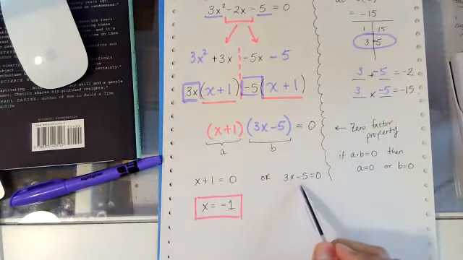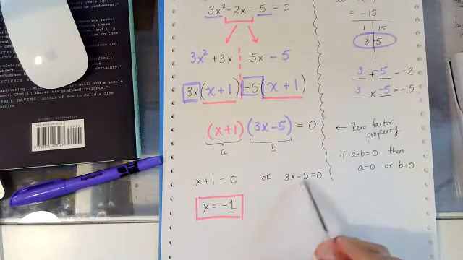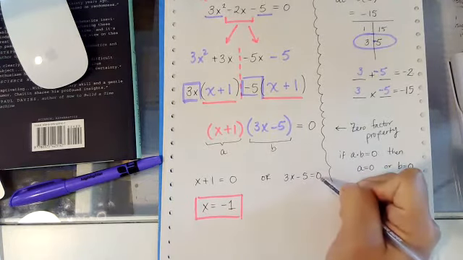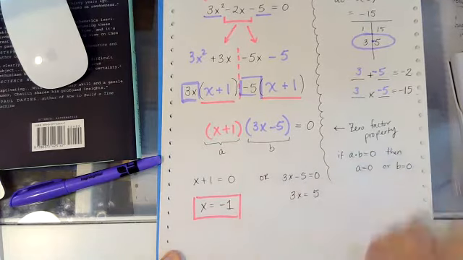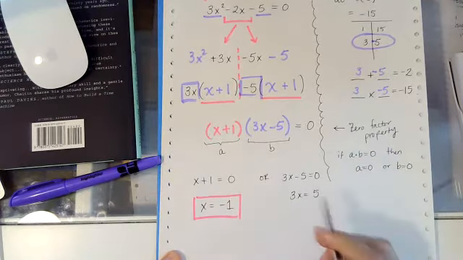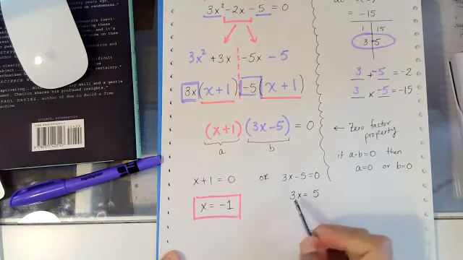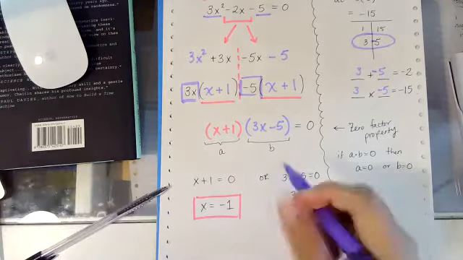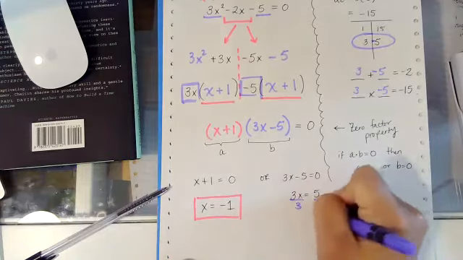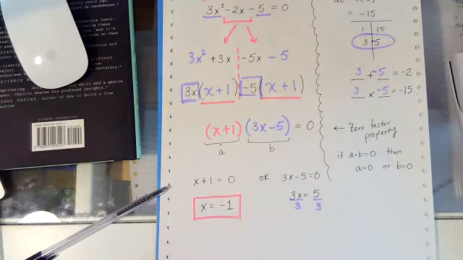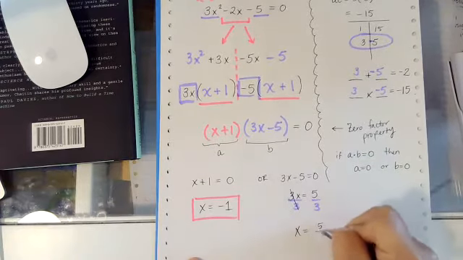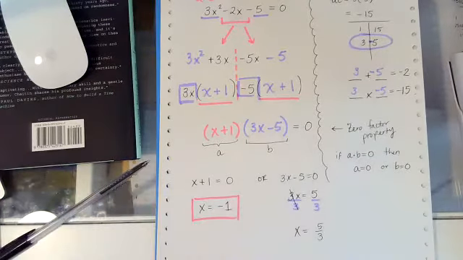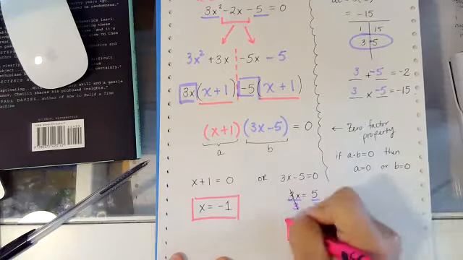This one requires a couple steps, right? First, we need to move the 5 over. So we'll add 5 to both sides. So we get 3x is equal to +5. And then to isolate the x, we need to divide by 3. So these cancel out and you get x is equal to 5/3. And since that fraction can't be reduced any further, we'll just leave it alone.